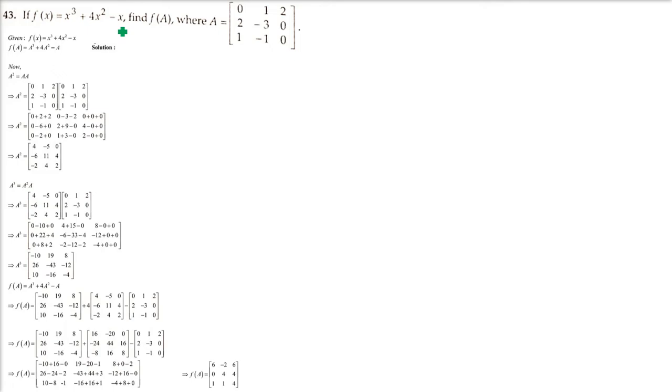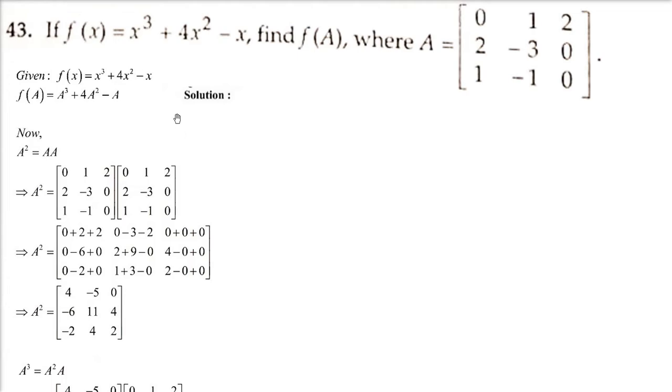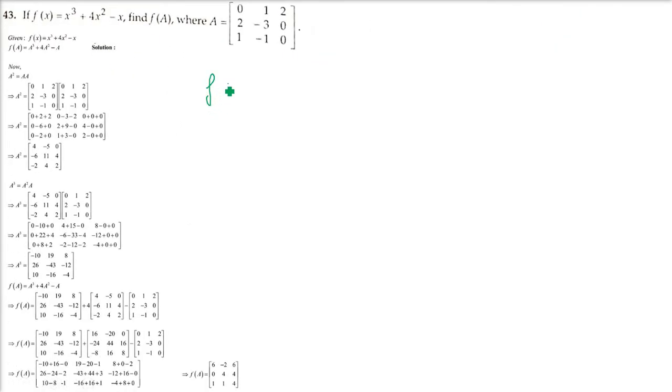f(x) equals x cube plus 4x square minus x. f(A) is this. Again, same thing. In place of x, just replace it by A. So let me show it here. It will take a lot of time to do it. So this is f(x) equals x cube plus 4x square minus x. Replace x with A, so it will be A cube minus 4A square minus A.